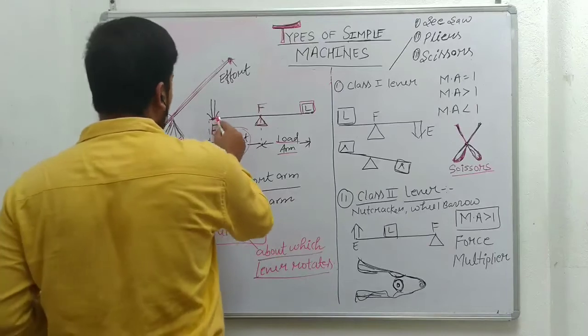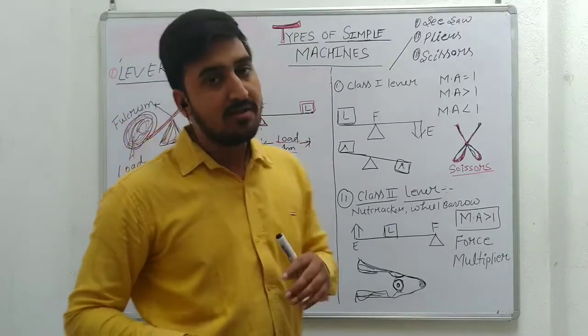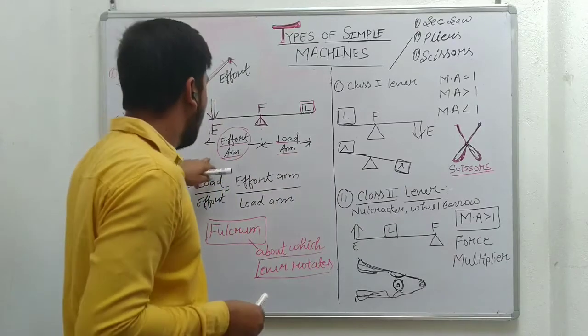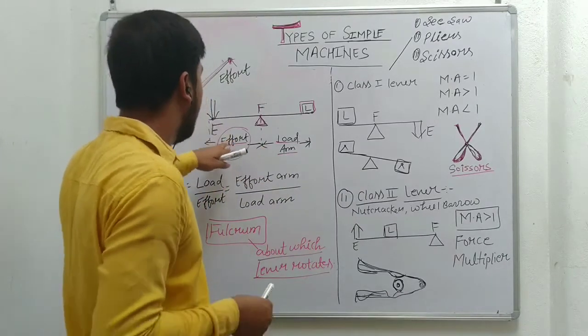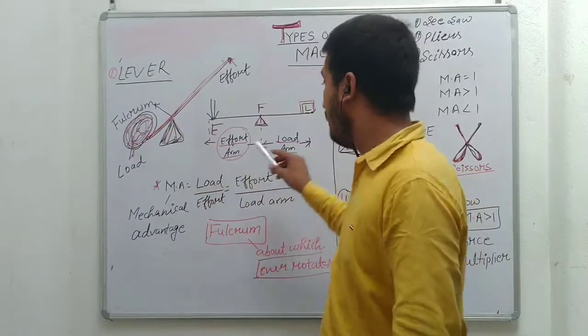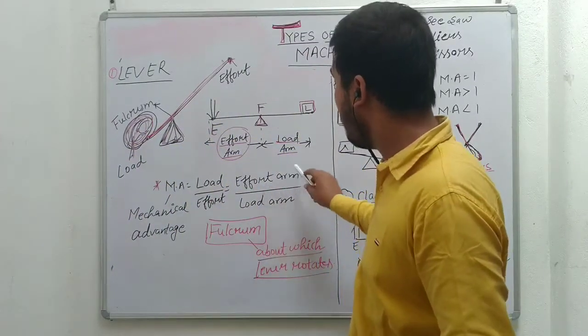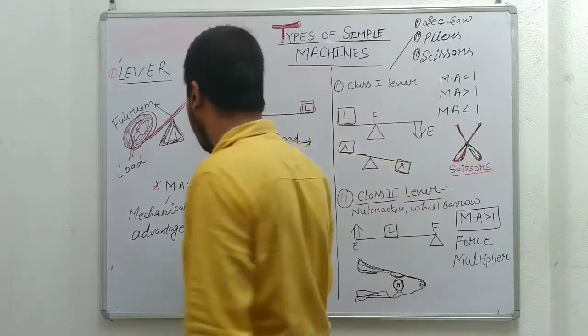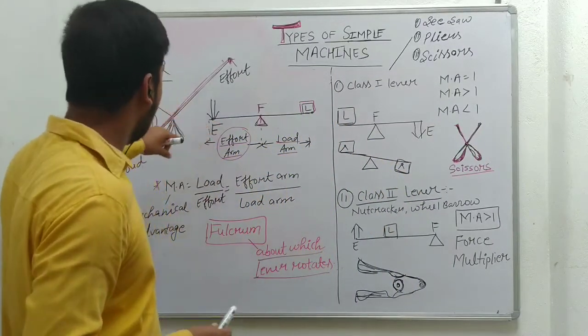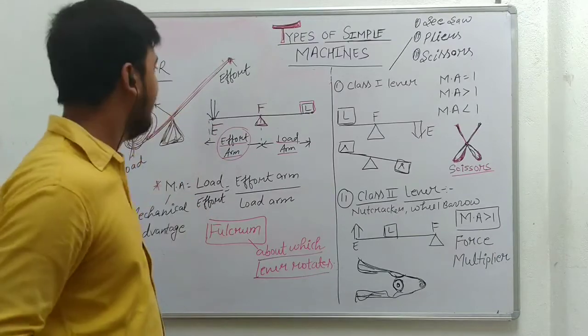Suppose load and effort are given, then you can easily find the value of mechanical advantage. But in some cases, maybe effort arm and load arm lengths will be given. In this case, you should know this formula: effort arm upon load arm. By this you can find the mechanical advantage. So this is all about the basics of lever.